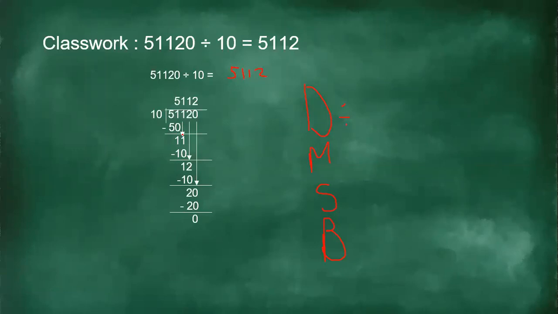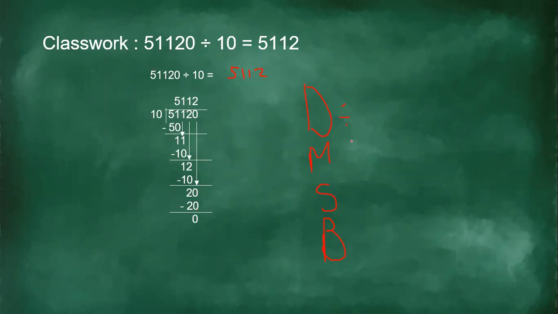Bring down the 1. Then I said, how many times does 10 go into 11? 1 time. 1 times 10 is 10. 11 minus 10 is 1. Bring down the 2. How many times does 10 go into 12? Once. 1 times 10 is 10. 12 minus 10 is 2. Bring down the 0. How many times does 10 go into 20? 2 times. 2 times 10 is 20. 20 minus 20 is 0.